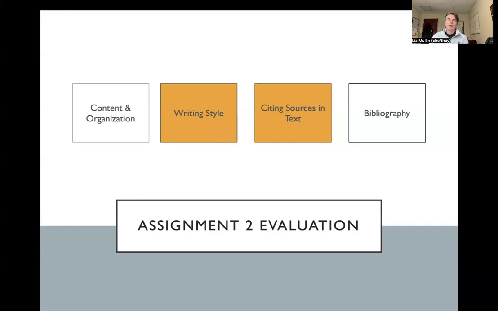And we talked a lot about content organization last class. So a lot of this lecture is going to focus in on writing style and citing sources in text, and that's what we'll talk about when we're in person.